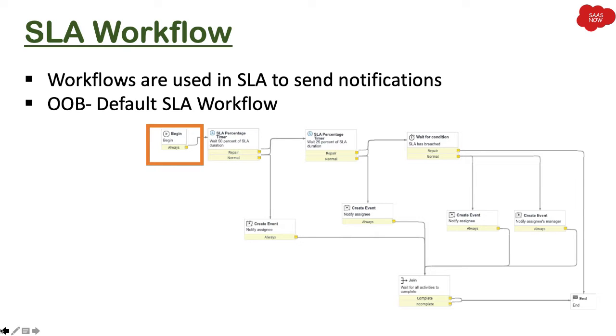ServiceNow uses workflow in SLA to send notifications. There are two out-of-the-box SLA workflows. One is the default SLA workflow. Another one is the SLA notification and escalation workflow. The default SLA workflow is pretty much straightforward, where it sends a notification to the assignee of the task, maybe the assignment group or the assignee of the task. For example, incident assignee or assignment group.